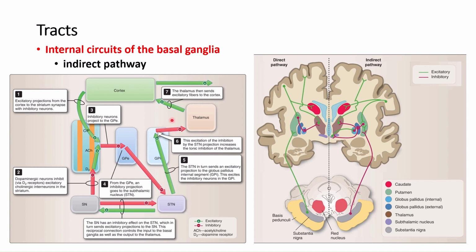Which means that fewer signals are sent to the thalamus. If fewer signals are sent to the thalamus, the thalamus is not processing a lot of information. It will not send a lot of information to the cortex of the brain. So the activity of the cortex of the brain decreases, which means that fewer signals are sent to the rest of the body.